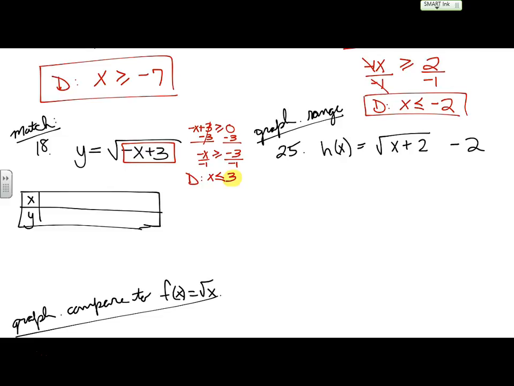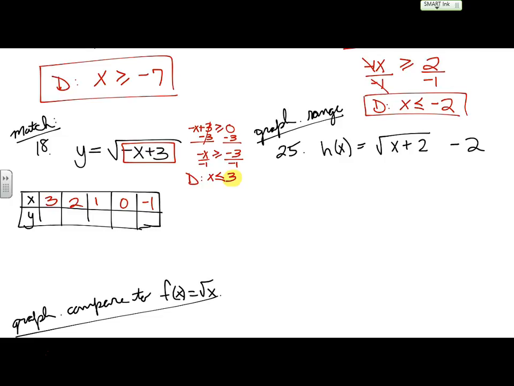Now, hold on. The inequality says less than or equal to 3. Am I going to go to 4 next? No. Careful. If I try to plug in 4, it doesn't work because it says 3 or lower. So what's something lower than 3? Maybe that's where I should go. So go 3, then 2, then 1, then 0, then negative 1. That works.